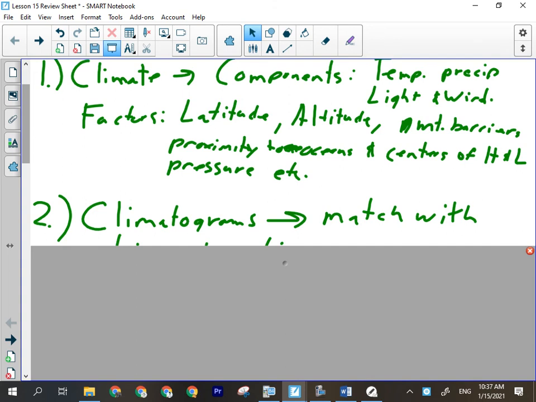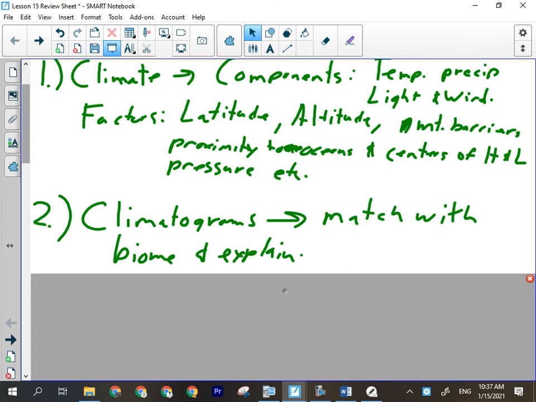Then we talked about climatograms, okay? And we said yesterday when we were going over biomes that what you're going to have to do is match them to a biome. So I'm going to put a climatogram on there, and you're going to have to say that climatogram fits with this biome because. Right? It's a 5-mark question.